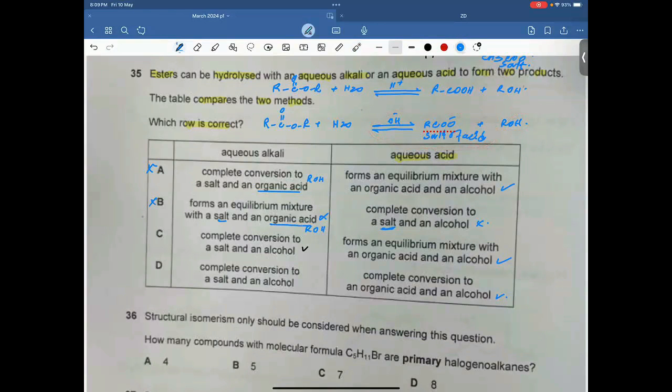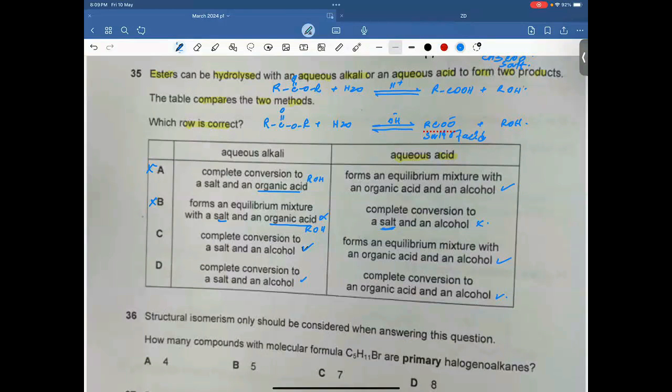Complete conversion to salt and an alcohol. That's right. Complete conversion of salt and an alcohol. What am I missing here? Complete conversion to salt and an alcohol. Complete conversion to an organic acid and an alcohol. Salt and alcohol.